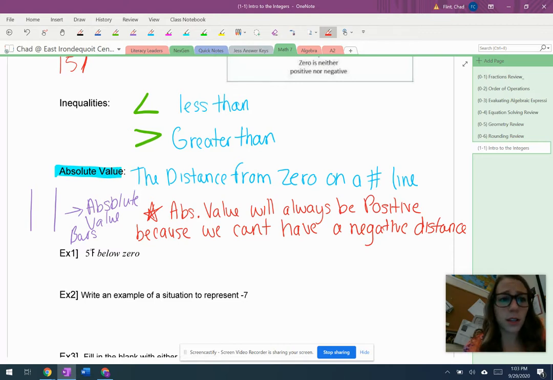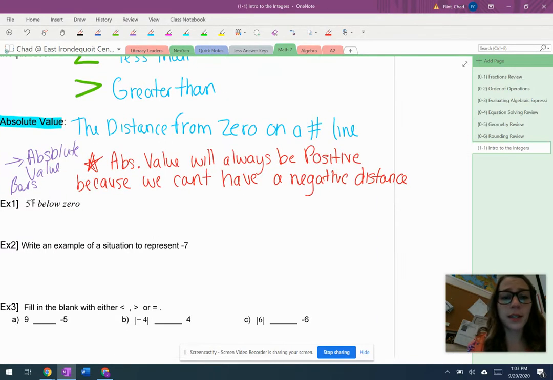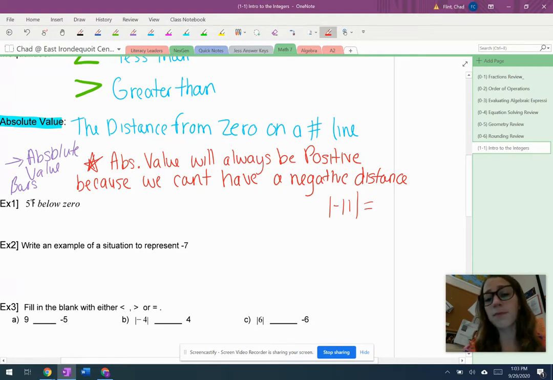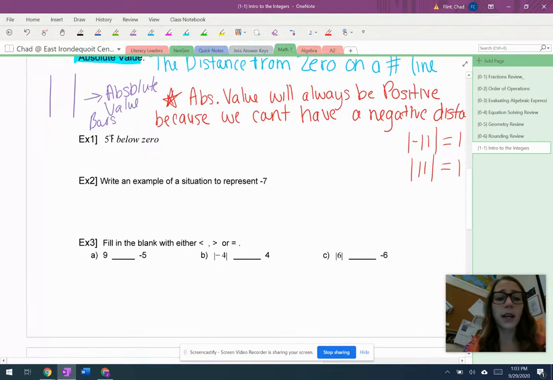And then let's look at a couple quick examples over to the side here for absolute value. So if I have the absolute value of negative 11, how many spaces from 0 is negative 11? That would be 11. And then how many spaces from 0 is positive 11? Also 11. So absolute value will always be positive. You're never going to take something like positive 11 and end up with a negative 11 when you're taking absolute value.